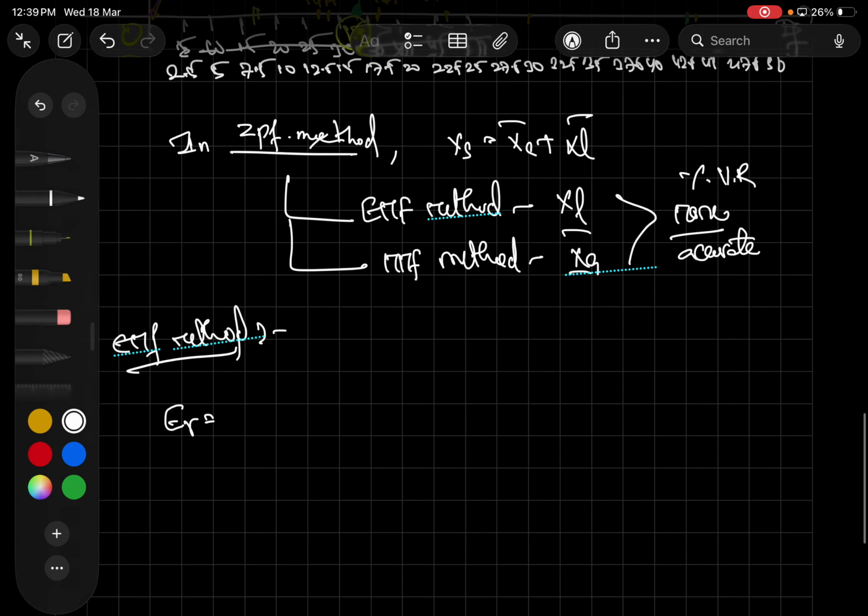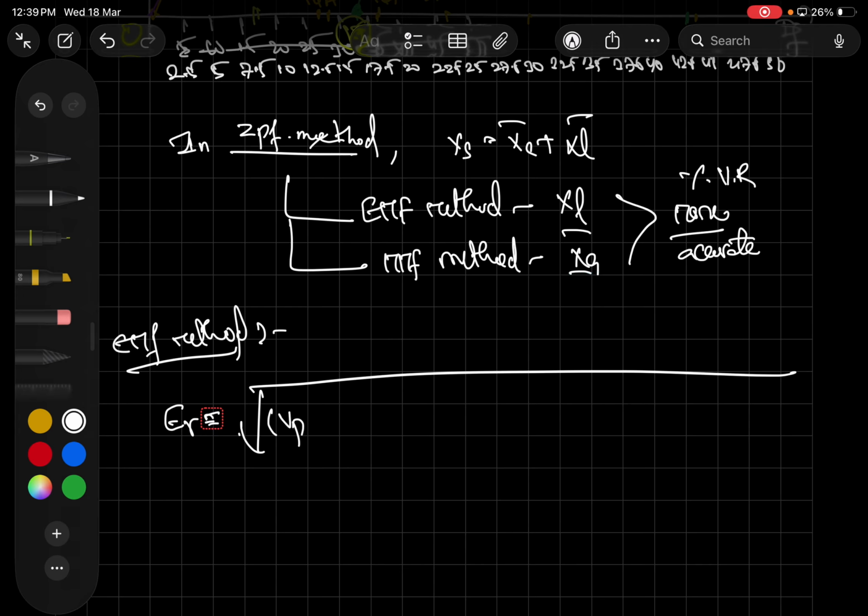Okay, we have this ER. I am considering it as an intermediate value. The ER formula is equal to the square root of (V phase cos phi plus IA into RA) whole square plus (V phase sin phi plus or minus IA into XL) whole square.